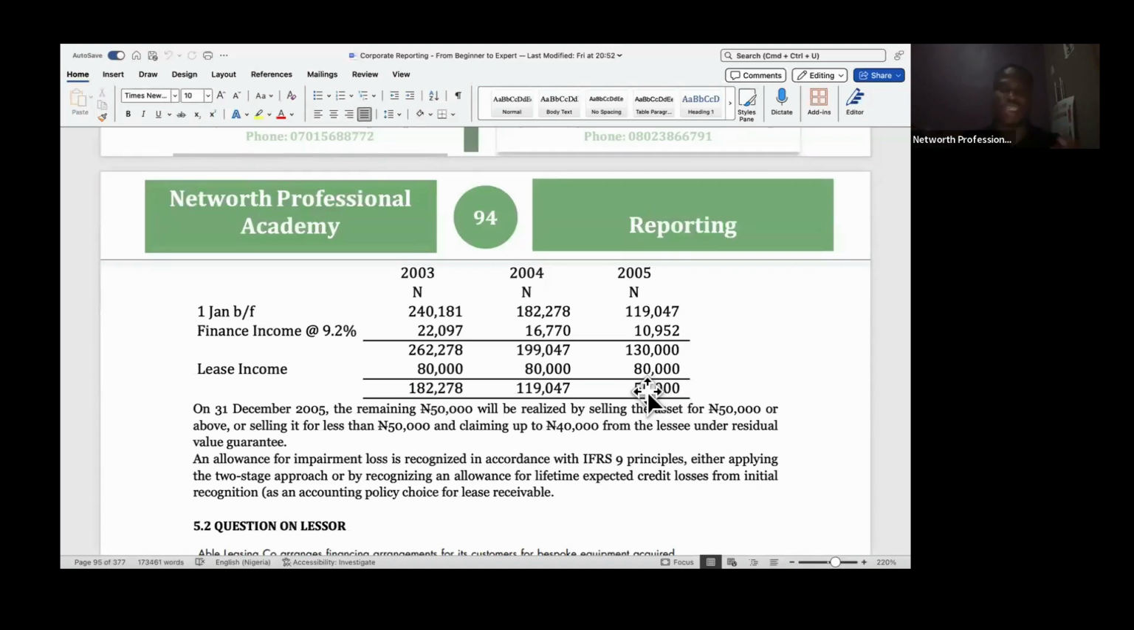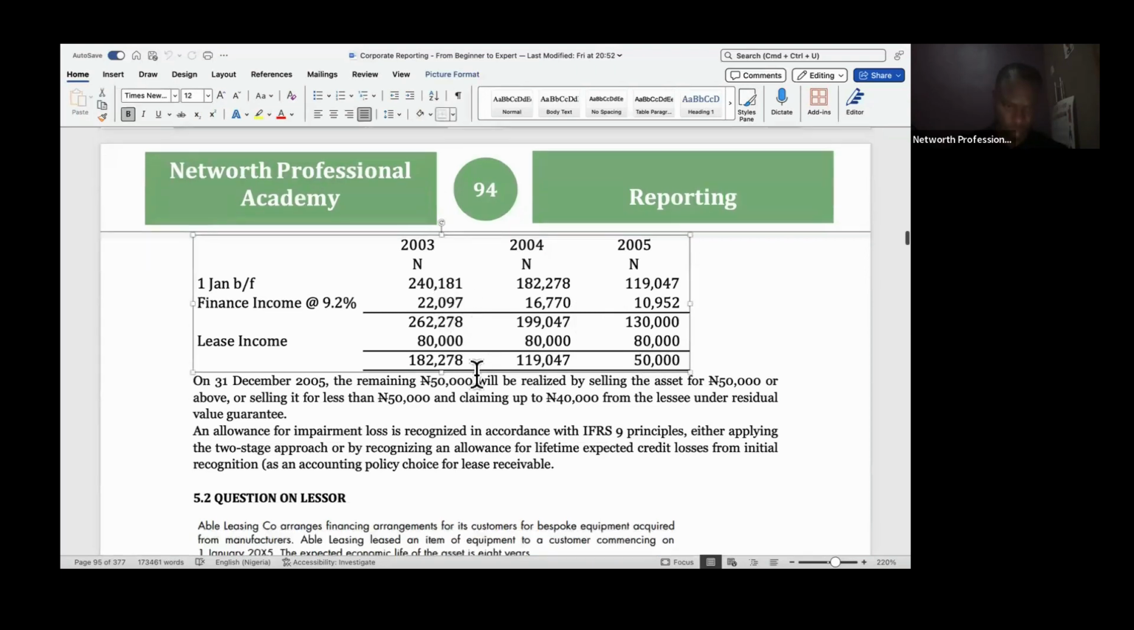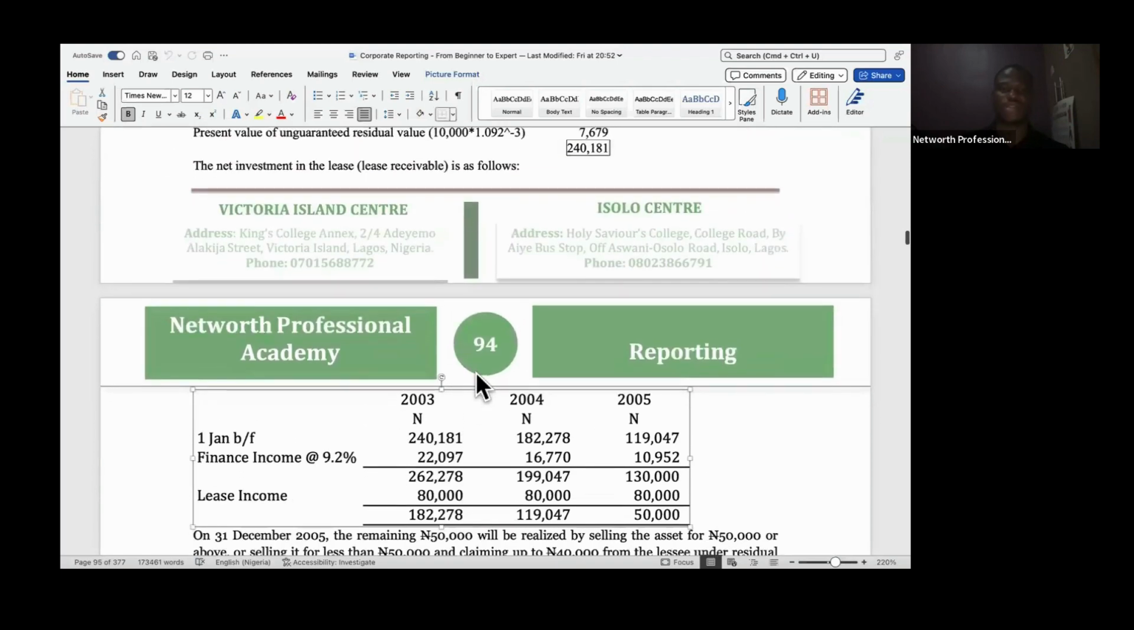Okay, so we don't really know it until that incident happens. It's until we know how much the lessor eventually sells it. That will determine how we're going to treat this 50,000 off our books. But for now, you are done with what you are required to do. Okay, that's for the lessor.